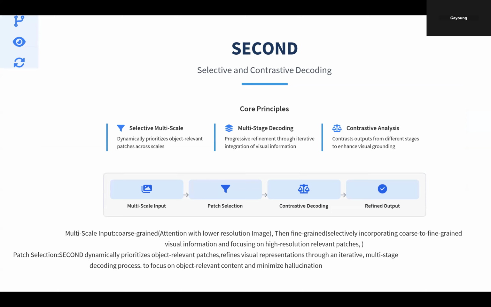We introduced two major evaluation metrics. Now we will talk about how this method is organized. The mechanism is the following. There will be multi-scale input, and we will do patch selection, and we will do contrastive decoding, and then a refined output comes out.